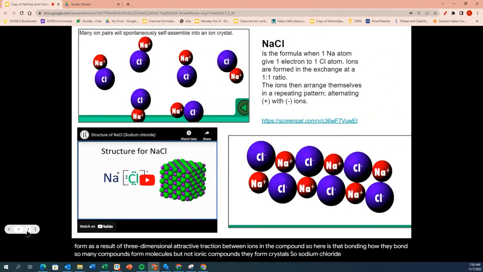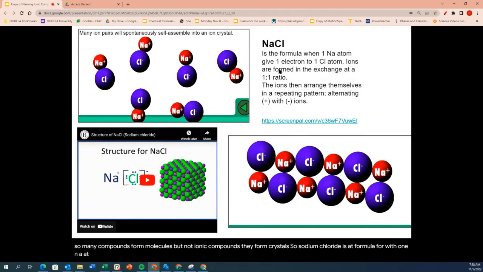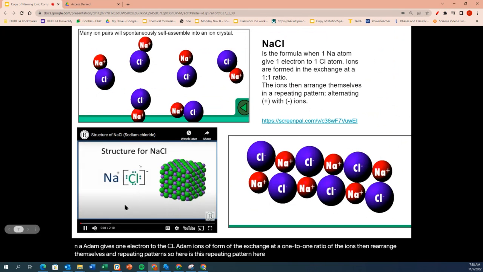Sodium chloride is a formula with one Na atom that gives one electron to the Cl atom. Ions are formed in the exchange at a 1-to-1 ratio. The ions then arrange themselves in repeating patterns. So here is this repeating pattern here. When we're talking about the structure for NaCl, we're normally talking about a crystal. And a crystal is made up of a bunch of repeating formula units, also called unit cells. So a formula unit for NaCl might look like this here.